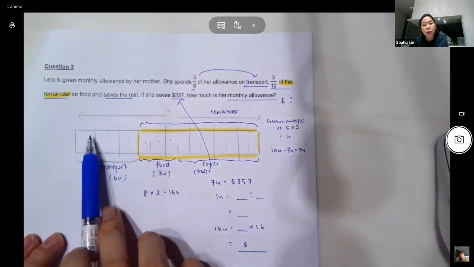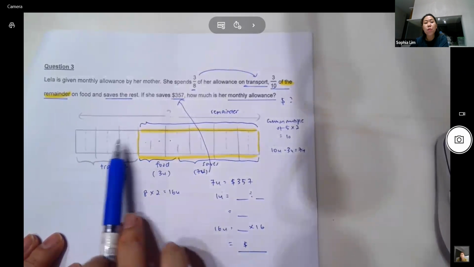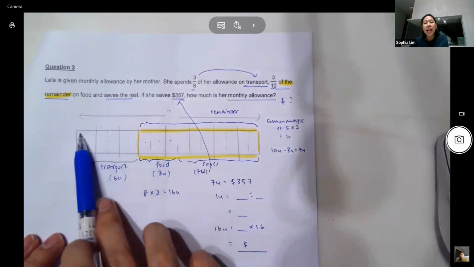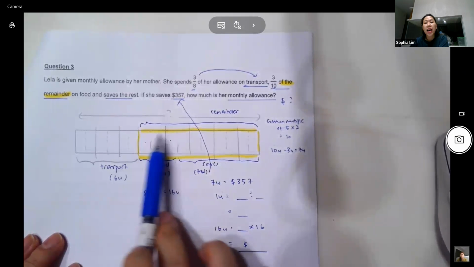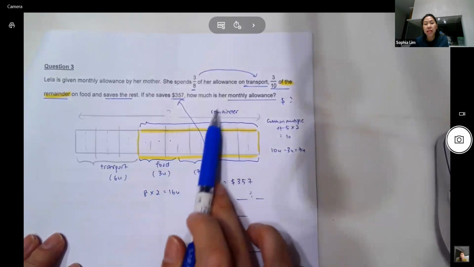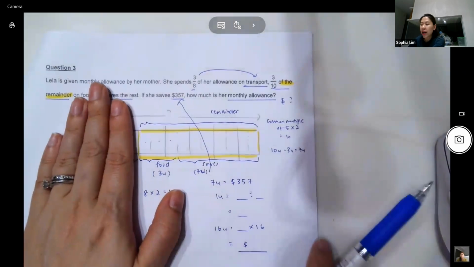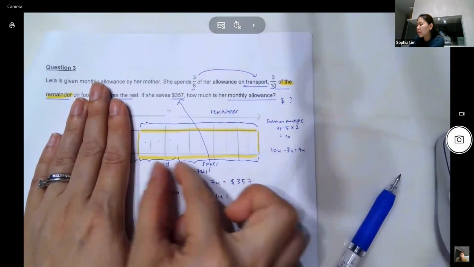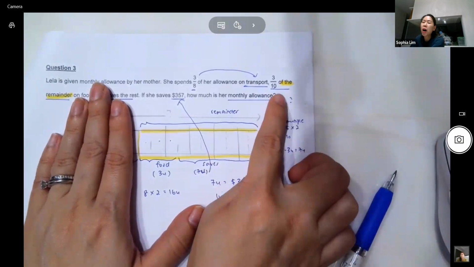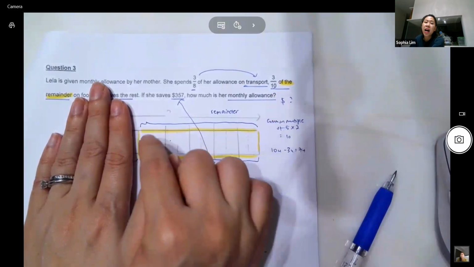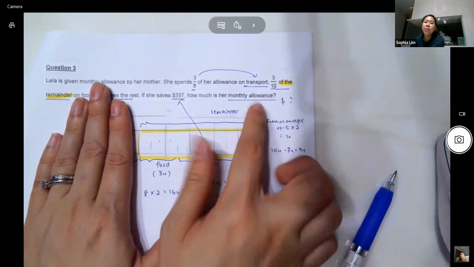Okay, we can see that originally Mrs. Aoyong drew 8 big units. And I labeled 3 big units as transport. And the rest I label as remainder. But no matter how I count, I realize that I got 1, 2, 3, 4, 5 units. I don't know how to get 3 out of 10. I only got 5. How to get 10?